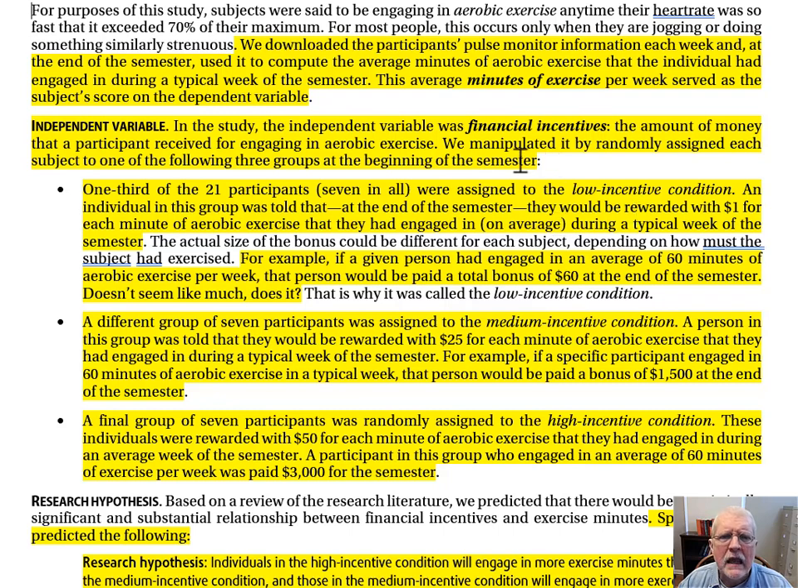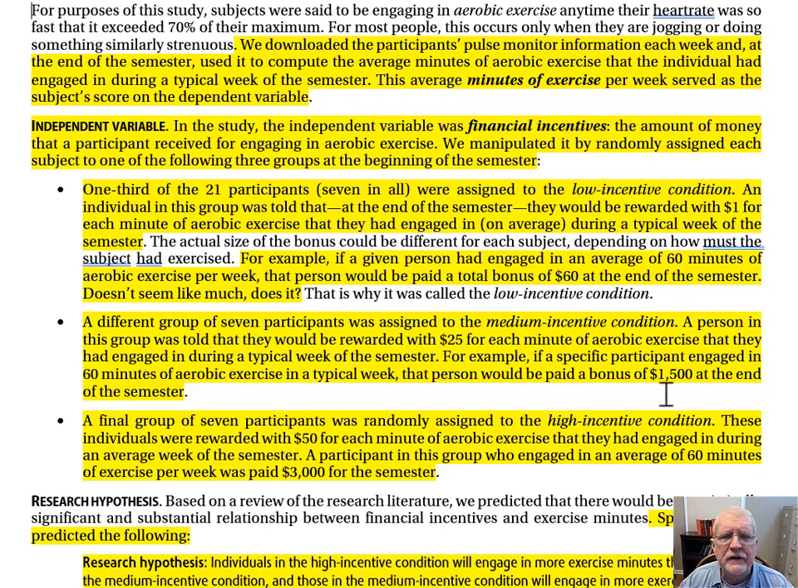Where was I? 1/3 of the 21 participants, that is 7 participants in all, were assigned to the low incentive condition. An individual in this group was told that at the end of the semester, they'd be rewarded with $1 for each minute of aerobic exercise that they had engaged in on average during a typical week of the semester. For example, if a person had engaged in an average of 60 minutes of aerobic exercise per week, that person would be paid a total bonus of $60 at the end of the semester. Doesn't seem like much, does it? That's why we called it the low incentive condition.